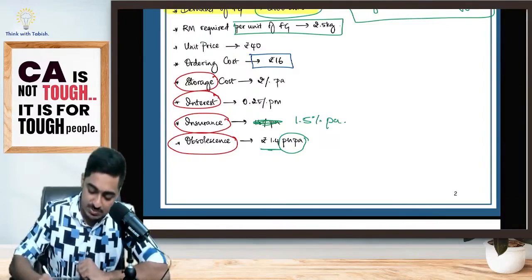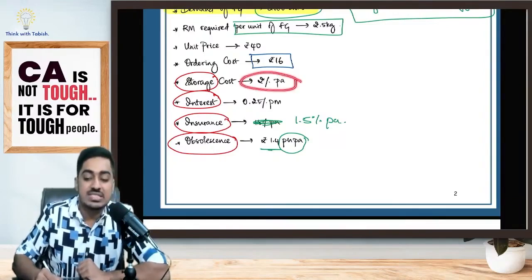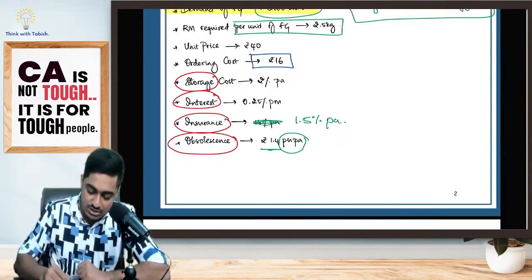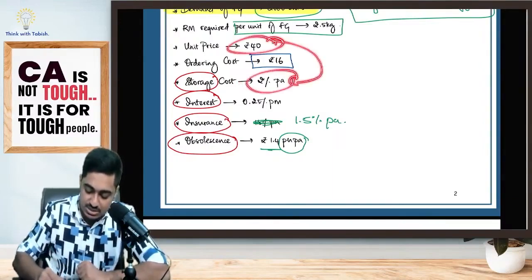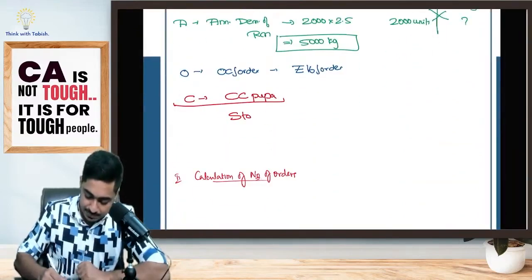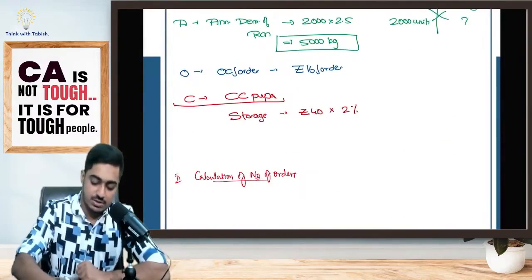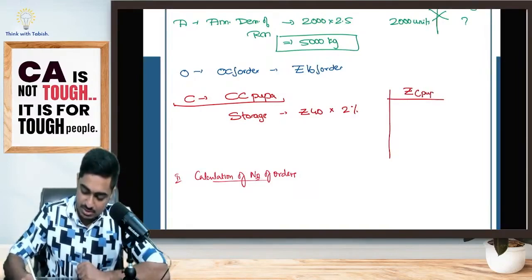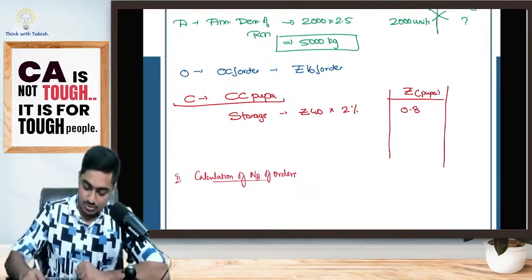Storage is given. How much percentage is storage? 2% per annum. Of which amount? I've always told you it is a percentage of the purchase price. To purchase 1 unit it is 40 rupees. 2% of that, 40 into 2%, is the carrying cost in rupees per unit per annum. Is it 0.8 rupees? Okay, storage is over.